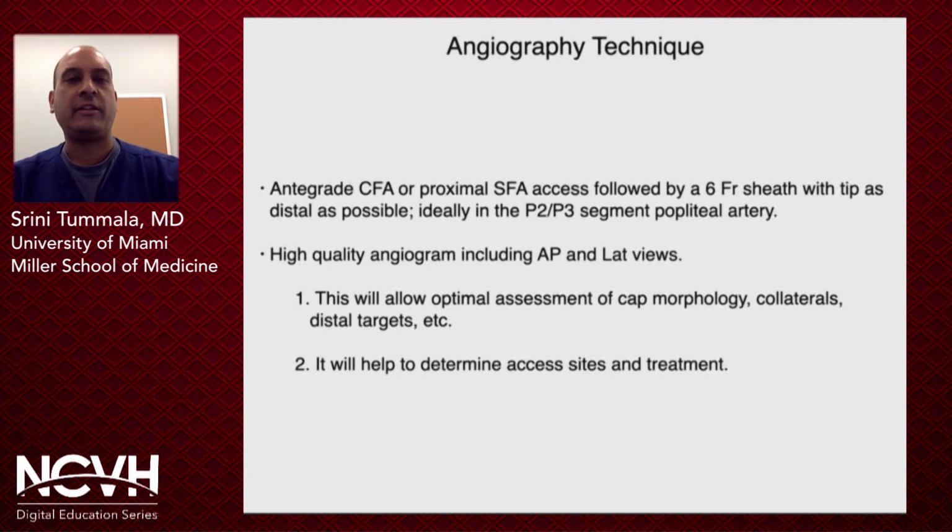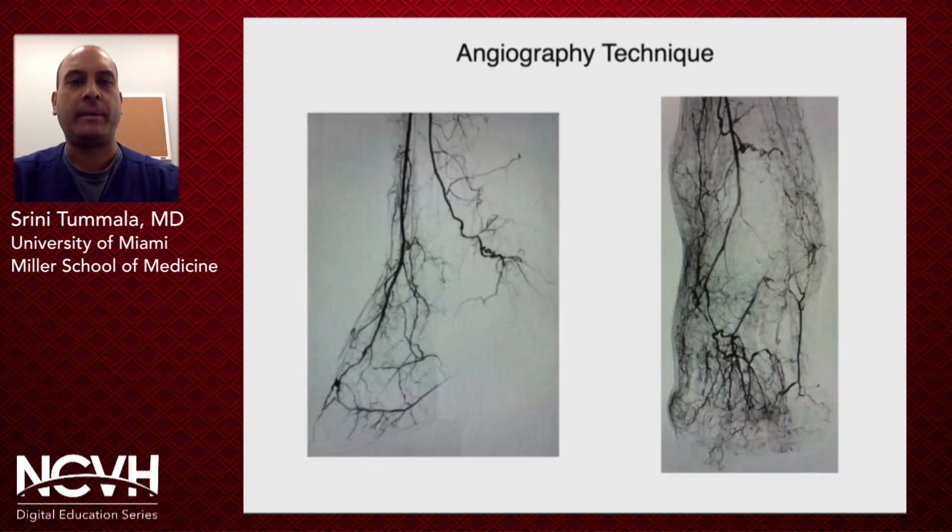So what do you do in terms of angiography? This is kind of the way I like to do it. There are obviously different ways. I typically like to get antegrade access. I put a 6 French sheath as distal as possible, ideally in the below knee segment of the popliteal artery, or maybe even at the knee joint, and really perform a high quality angiogram, including AP and lateral views, because this really allows you to optimize your filling of collaterals and the native blood vessels that are there, allows you to optimally assess cap morphology, collaterals, and distal targets, and it really helps to determine your access sites and treatment.